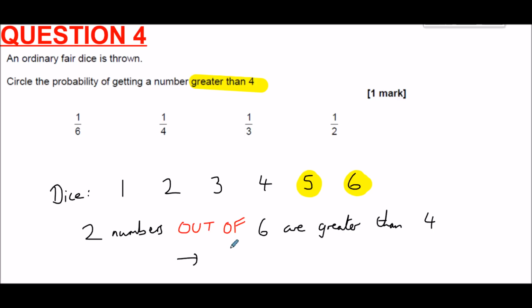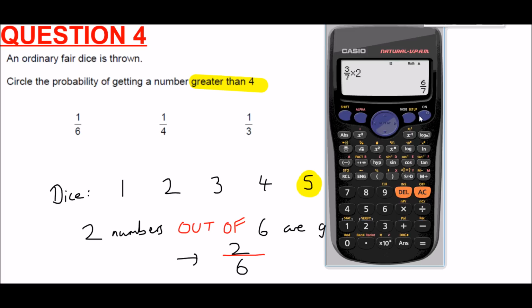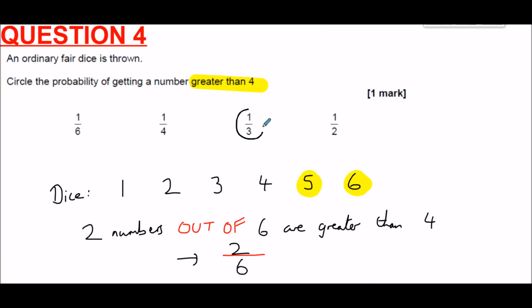And 2 out of 6, we can write as a fraction as 2 on top of 6. 2 over 6, which will simplify down to 1/3. And again, a decent calculator should be able to do that for you. Type in 2 over 6, press equals, and we would get 1/3. And so that's the one we need to be circling.